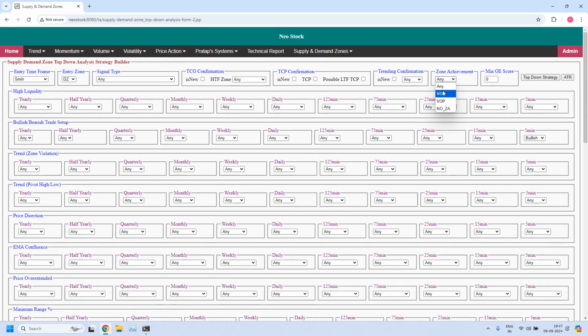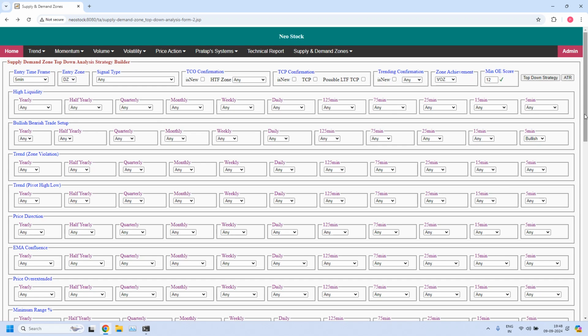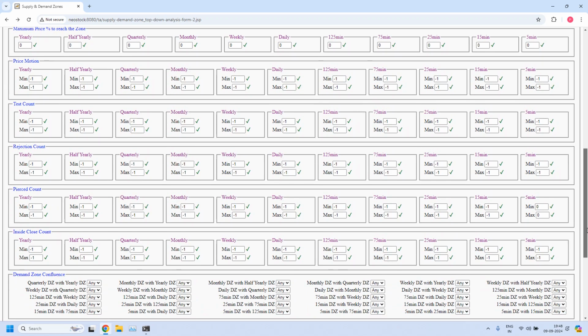And zone achievement is violated opposing zone. Minimum order enhancer score is 12. All the 3 filters are applied to the 5 minutes demand zone. Now 2 stocks are filtered. That means these 2 stocks are currently supporting a bullish trade setup for hourly income trade. Now let's verify whether any of these 2 stocks are having ITF demand zone confluence, that is 5 minutes and 15 minutes demand zone confluence.